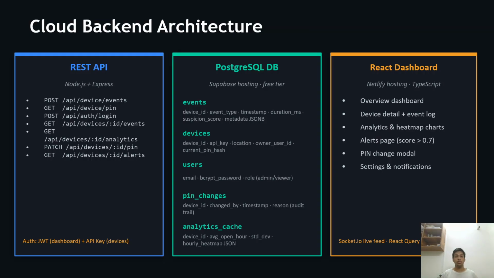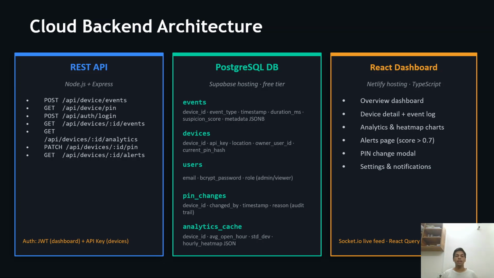The database is PostgreSQL. The most important table is the events table. Every access event from every device is stored here, with its device ID, event type, timestamp with time zone, duration in milliseconds, and computed suspicion score. There is a composite index on device ID and timestamp descending, which makes the time-ordered queries the dashboard needs very fast. There is a second index on suspicion score descending for the alerts page.